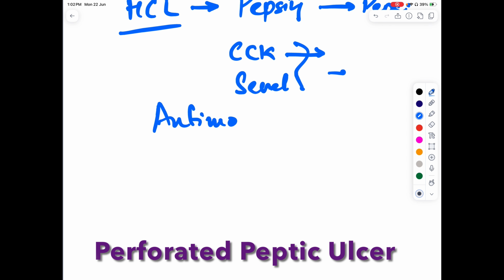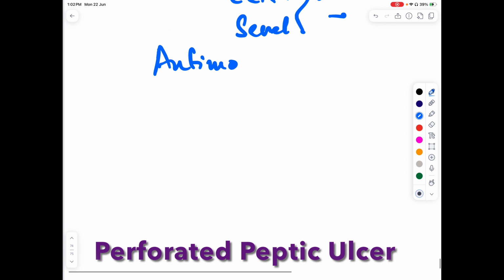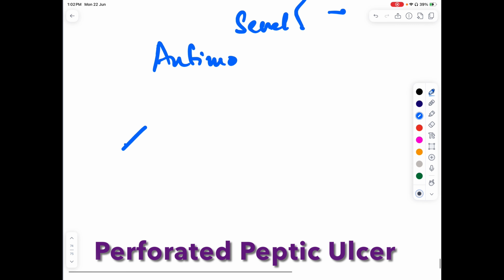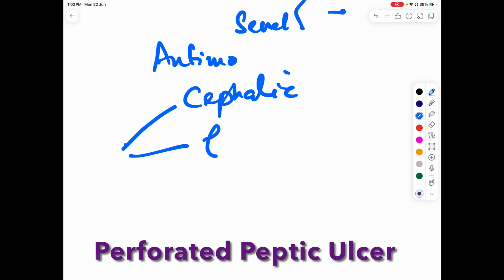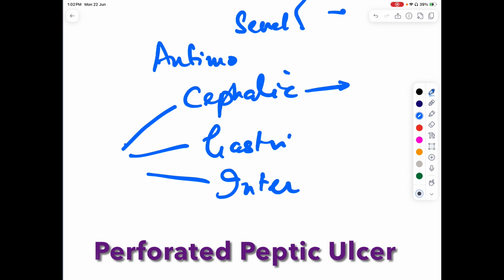Secretion of hydrochloric acid can be in three phases. One is cephalic, second is gastric, and third is intestinal. When you imagine food and all that, it starts secretion. So the majority is by the gastric phase.